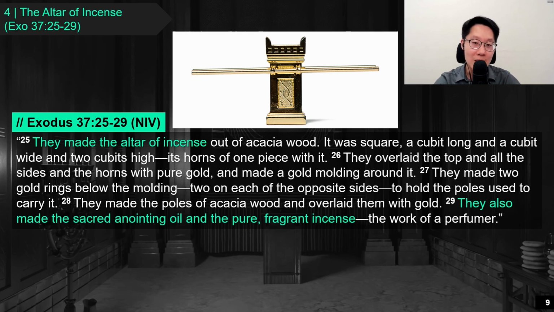They also made the sacred anointing oil and the pure fragrant incense, the work of a perfumer. So the altar of incense was made, again, with acacia wood, and it was covered with gold, and it stood right in front of the veil that separated the Holy of Holies from the holy place within the temple. And the priest would burn the incense on the altar every morning and evening when he attends to the lamps. And of course, the sacred anointing oil will be used to keep the lamps burning, while a perfumer would regularly prepare a special fragrance for the incense.